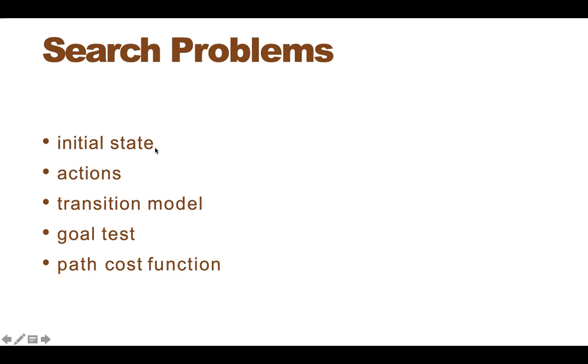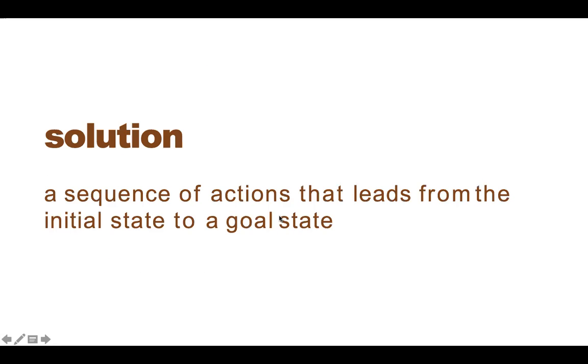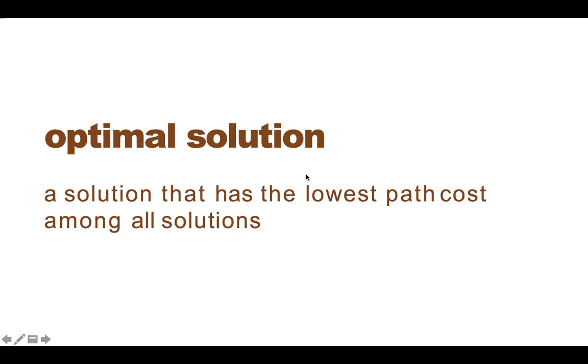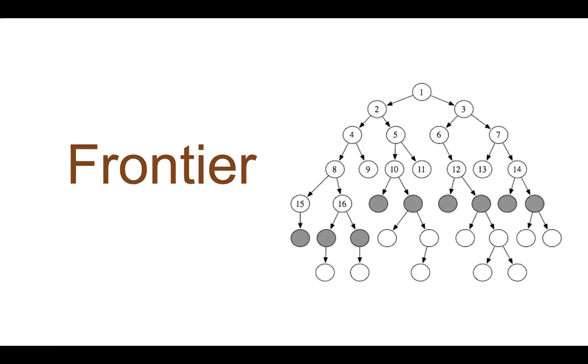Search problems define the initial state, the point to start from, the actions that can be taken, the transition models that result from taking those actions, the goal test, just to realize if you have reached the goal and stop, and in the case of informed search, a path cost function. A solution is a sequence of actions that lead from the initial state to a goal state. An optimal solution has the lowest path cost among all solutions.